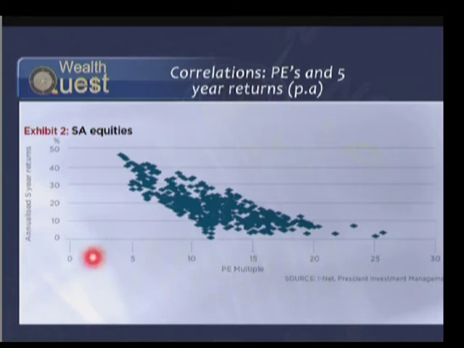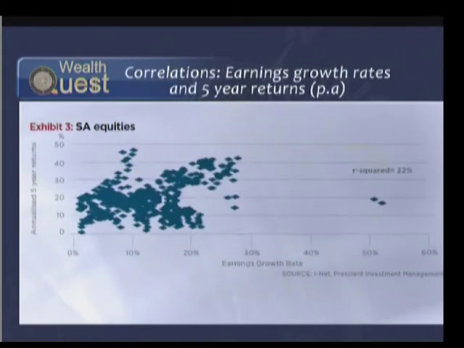It shows you that as you pay up for businesses, well, guess what? The returns that you're going to be generating from them are quite low. But pay a cheap price for businesses, and guess what? The returns you're going to be generating from them are so much higher. If I now show you exactly the same graph, but from an earnings perspective, you can see that the correlations break down.